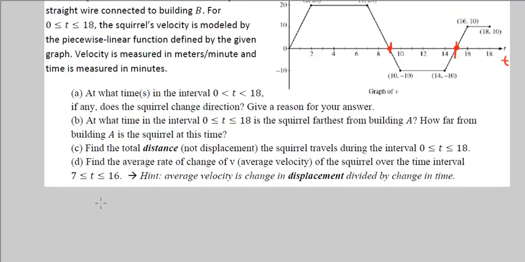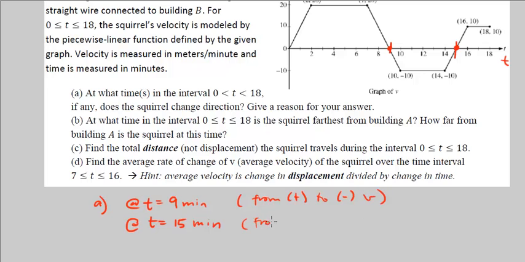So part A, what time? At t equals 9 minutes, and at t equals 15 minutes. Because this one goes from positive to negative velocity, so we know there's a change, and this one goes from negative to positive velocity.